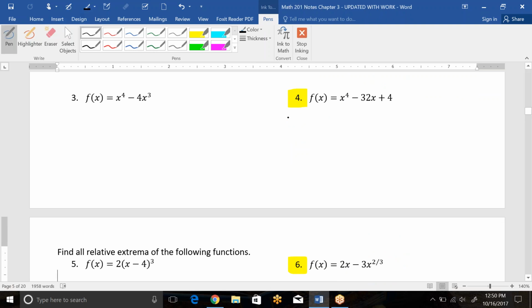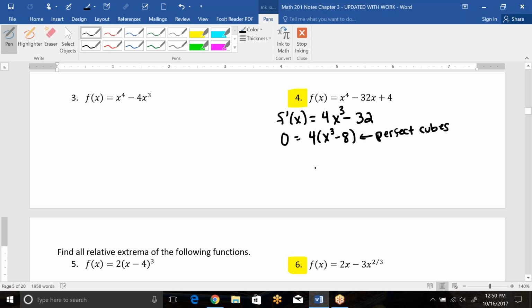So let's get our ink. So this is f prime of x equals 4x cubed minus 32. We can factor out a 4 here once we set this equal to 0. That would make that x cubed minus 8. That is perfect cubes, so we have to remember how to factor that.